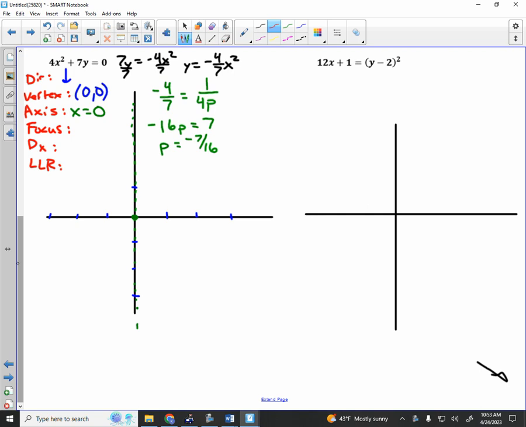It's approximately a half of a unit. Would you agree? About a half. So I'm going to go about a half a unit down. And that coordinate will be for my focus. That would be 0 and negative 7/16. And then I go just short of a half a unit up, and that is where I draw my directrix through. That is a horizontal line with an equation of y is equal to positive 7/16.